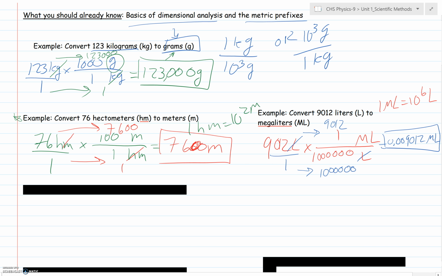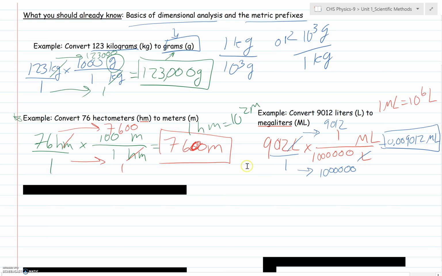All right, and here's your answer. So the way that I calculated this answer was I started with my 9,012 liters times my ratio. I knew that the liters had to go on the bottom to cancel out the liters on the top. I wanted to get to megaliters in the end, so I put that on the top. And I knew that 1 megaliter equals 10 to the 6 liters, or 1 million liters, or 1 with 6 zeros behind it, liters. And the 1 goes with the megaliter, so I put that there. And then the 1 million goes with the liters.